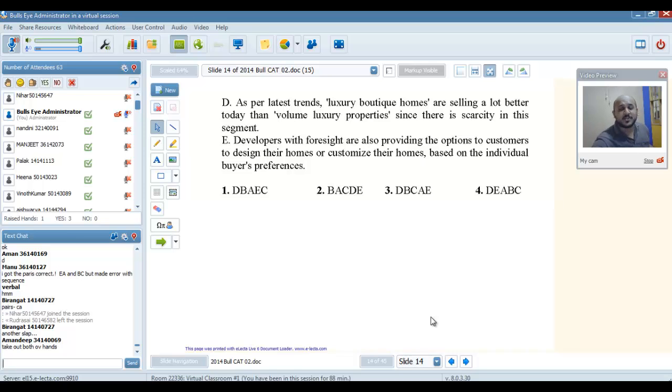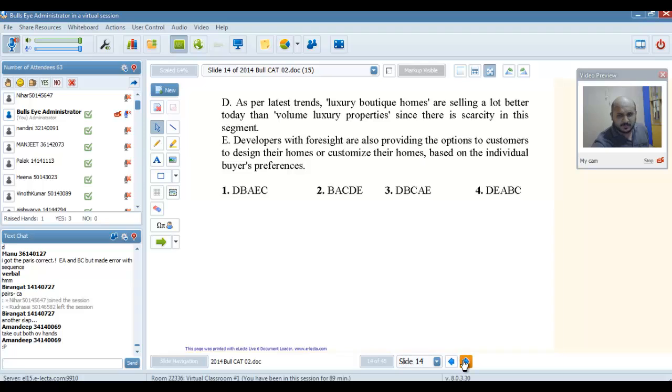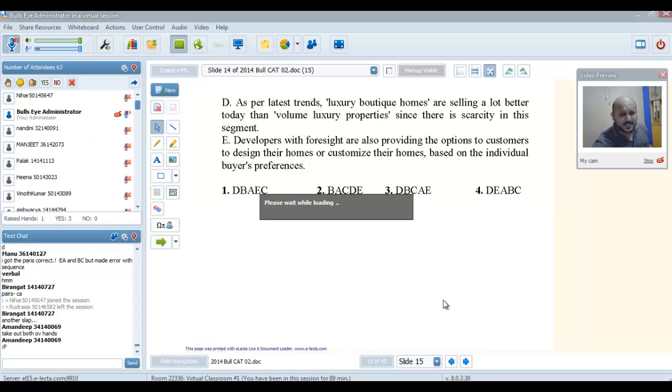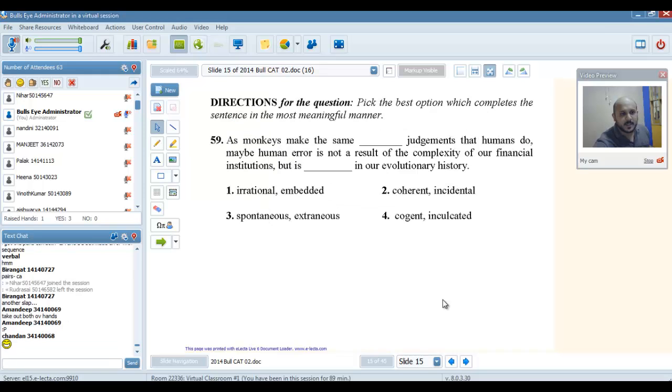So we are moving to the next question. In case you've got doubts, you can refer to the explanation. This is a simple question, so I'm skipping that. Question number 59, guys. 30 seconds, answers, quickly.